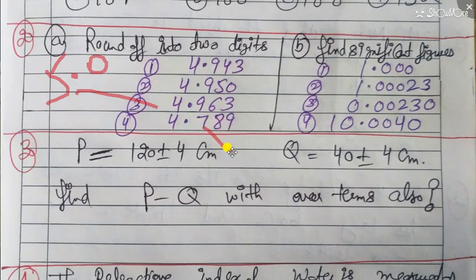Now we have 4.78, so this 7 is greater than 5, so this value will be 4.8. So these are the four values. I am repeating the answers again. It will remain 4.9, it will change to 5.0, it will change to 5.0, it will change to 4.8. Now students, we are moving to significant figures.